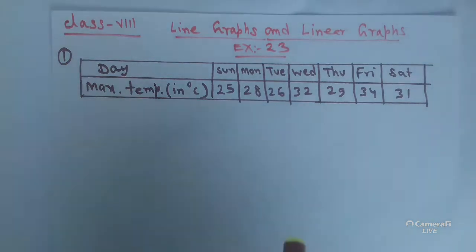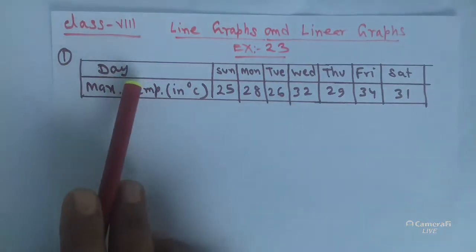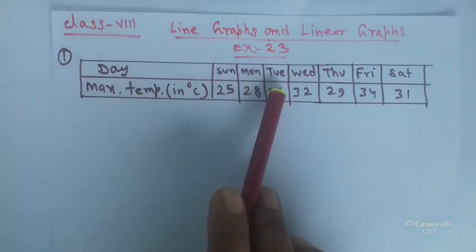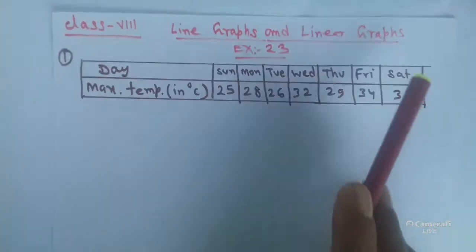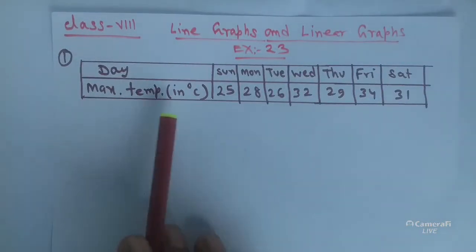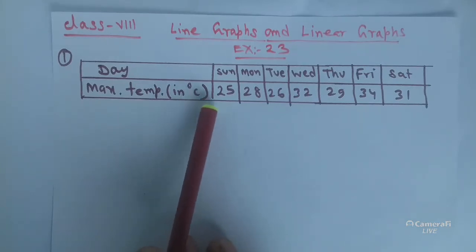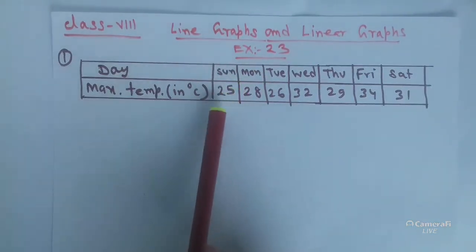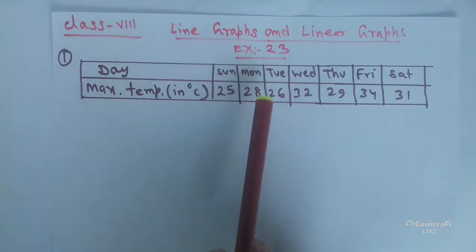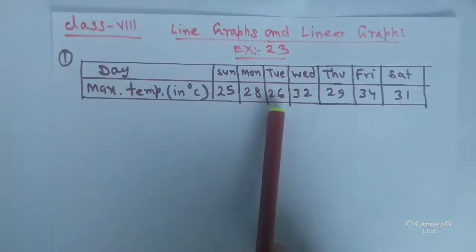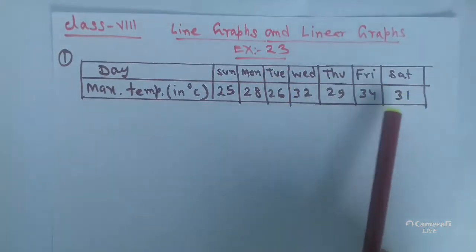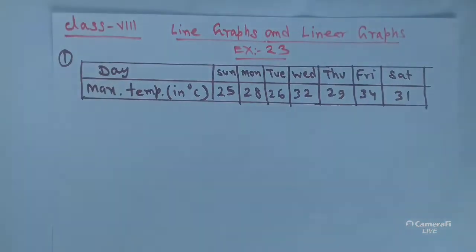So the table has been drawn already. Days are Sunday, Monday, Tuesday, Wednesday, Thursday, Friday and Saturday, and maximum temperature in centigrade. Sunday is 25 degrees centigrade, Monday 28 degrees centigrade, and Tuesday 26, 32, 29, 34 and 31. These are the given data. Now we have to draw a line graph for this given data.